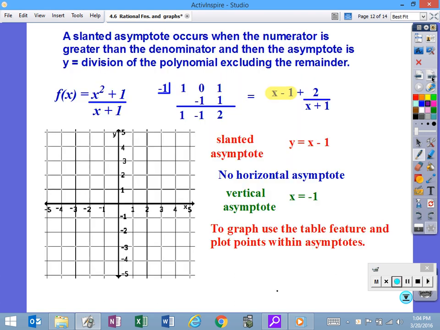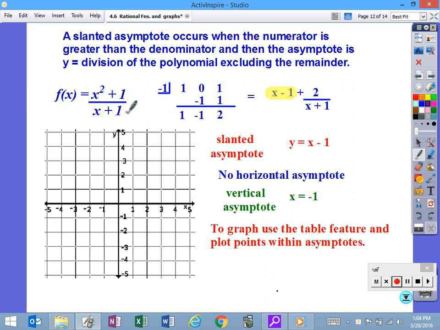And last but certainly not least is when we have a slanted asymptote, when your numerator is greater than your denominator. Notice the degree of my numerator is 2 and my denominator is 1. Then you will not have a horizontal asymptote, you will have a slanted asymptote. So to find that slanted asymptote, synthetic divide.